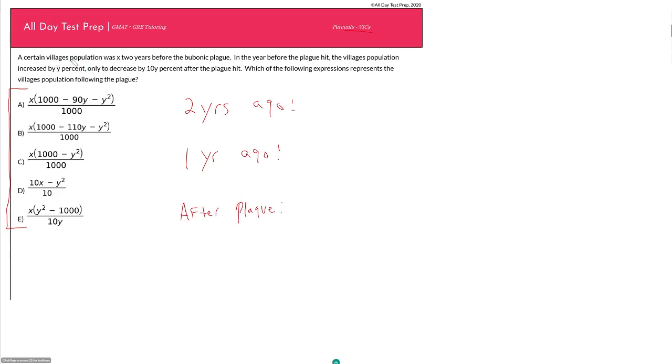So it says 2 years ago, our population was X. That's just X. Then in the year before the plague, our village was doing well and the population increased by Y%. So we had a population of X, and to that, we added Y%, or Y over 100 of X. If we want, we can factor out an X here. We get X times 1 plus Y over 100.